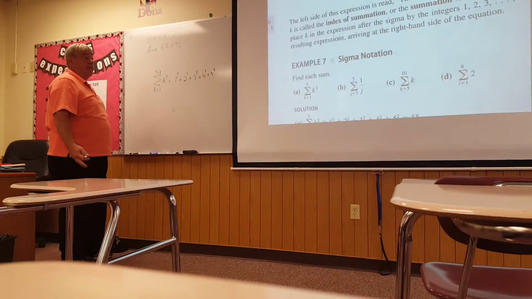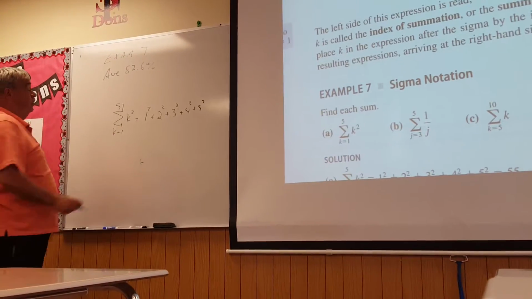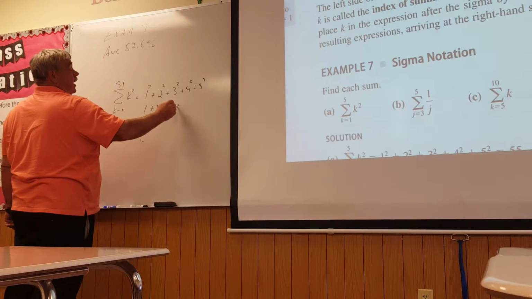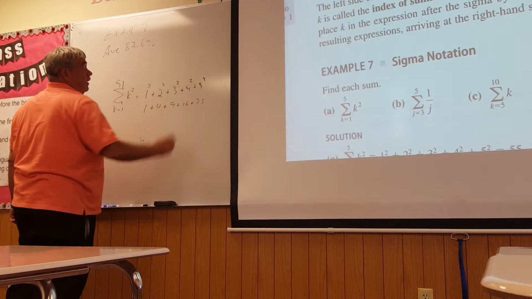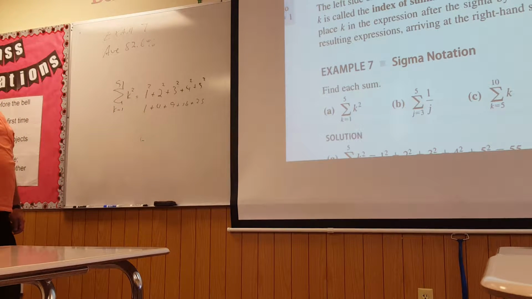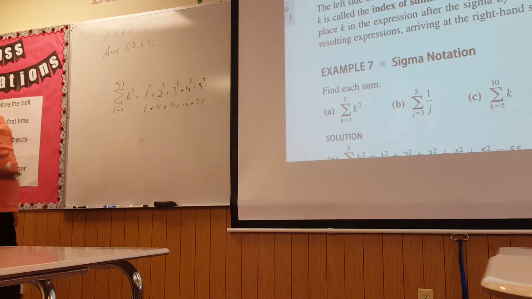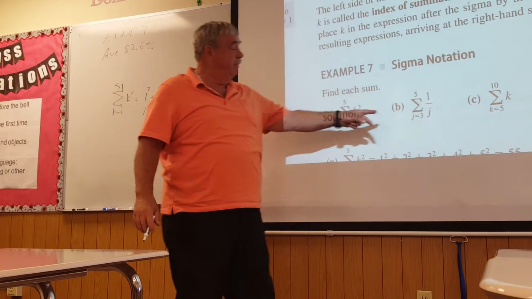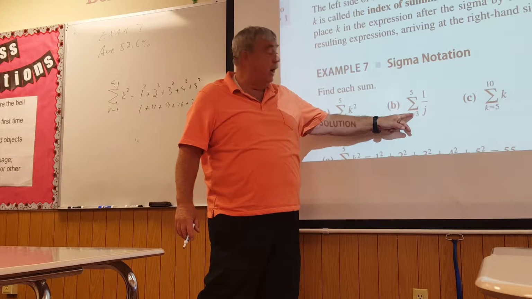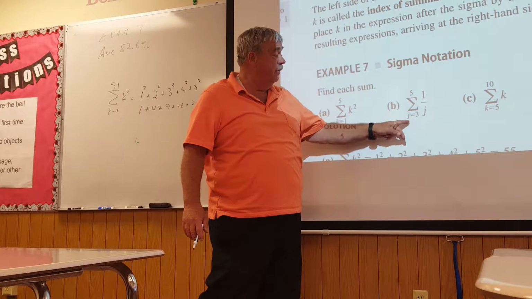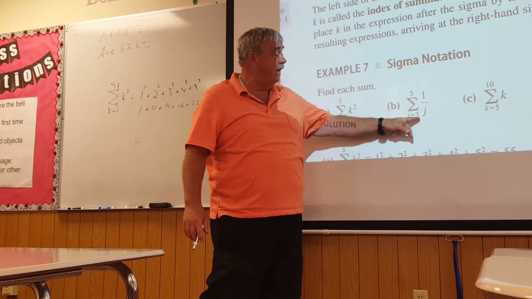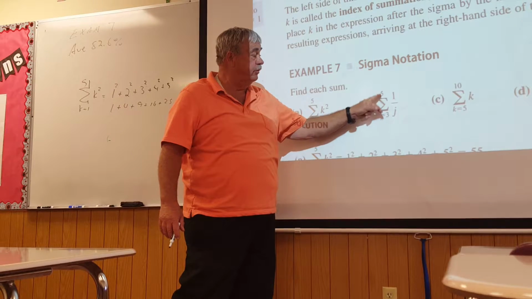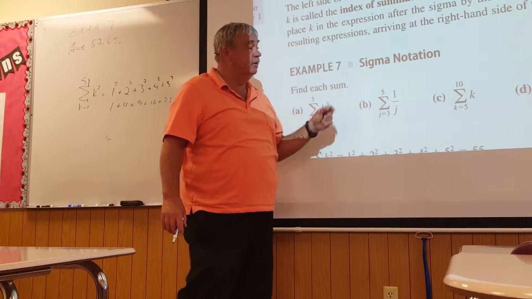Then I just have to add them up. That's what you do, because the formula is k squared, so you have 1 plus 4 plus 9 plus 16 plus 25, okay? And that would be your solution, so then you'd add that up. Now some of these don't start at 1. They want to find the sum from j equals 3 to 5. So this would be 1 over 3 plus 1 over 4 plus 1 over 5, okay?